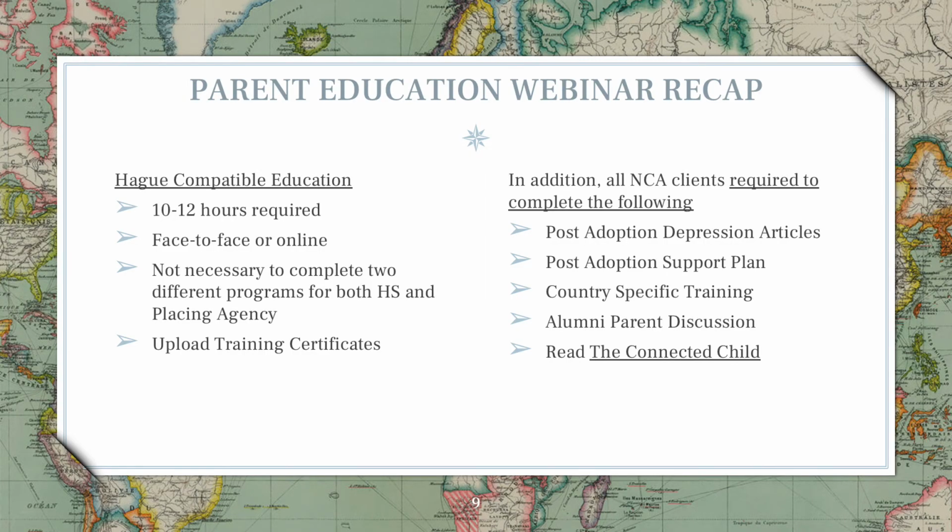As a recap, all families are required to complete 10 hours of Hague education prior to completing their home study. Additional requirements consist of reading about and understanding post-adoption stress and depression, completing a post-adoption support plan, learning about the history and culture of your child's country, speaking with a parent who previously adopted through Nightlight, and reading a book entitled The Connected Child.